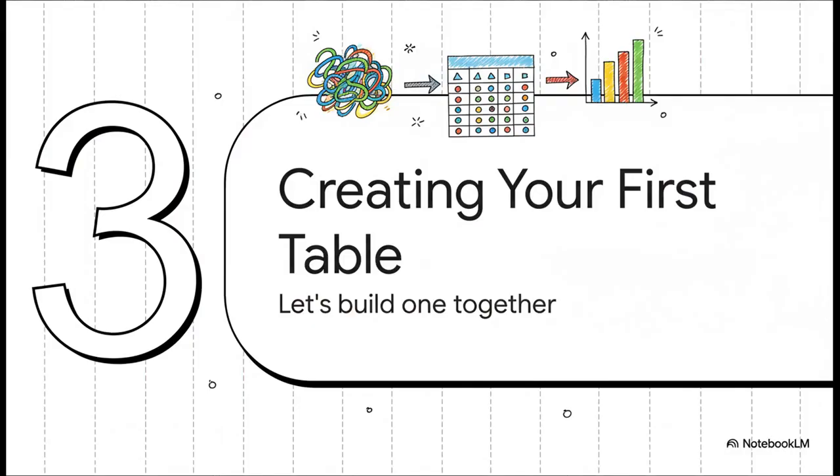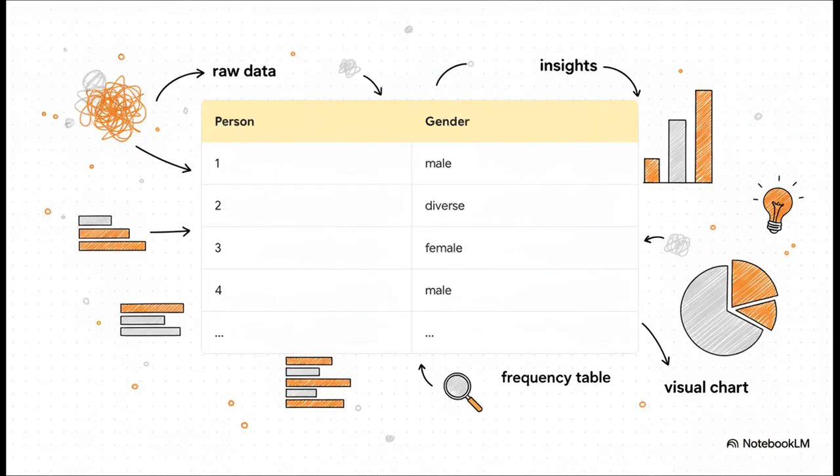All right, that's enough theory. You know, the best way to really understand this stuff is to just do it. So let's build one together, step by step. So here's our raw data. We asked 10 people for their gender. Right now, it's just a list. You can't really tell at a glance which category is the most common. This is that data chaos we were talking about. This is our starting point.